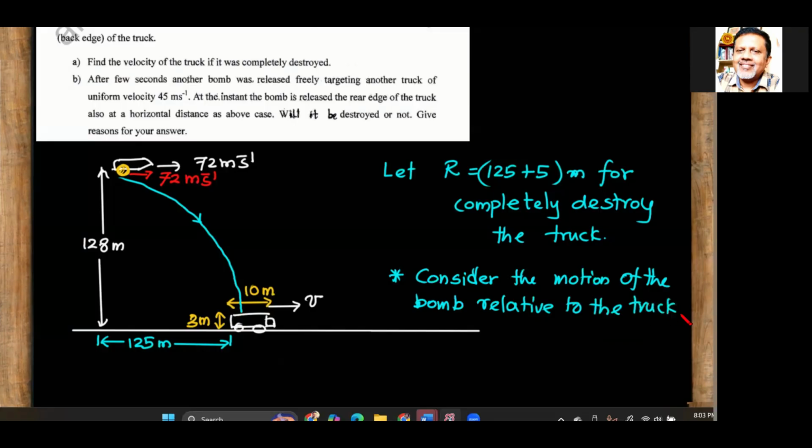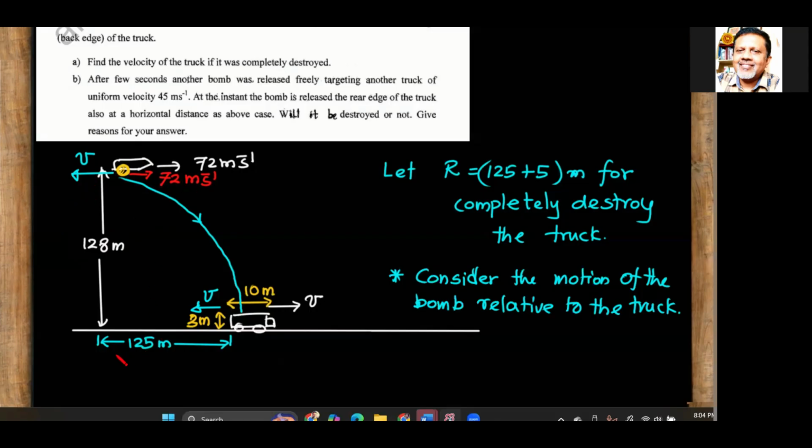That means we have to stop the motion of the truck. For that, we have to give a similar velocity in the opposite direction. Say simply v. Now, the truck is at rest. Then we have to give the same velocity to the bomb in the backward direction, simply v. So now, the bomb has the velocity in the forward direction 72 minus v.